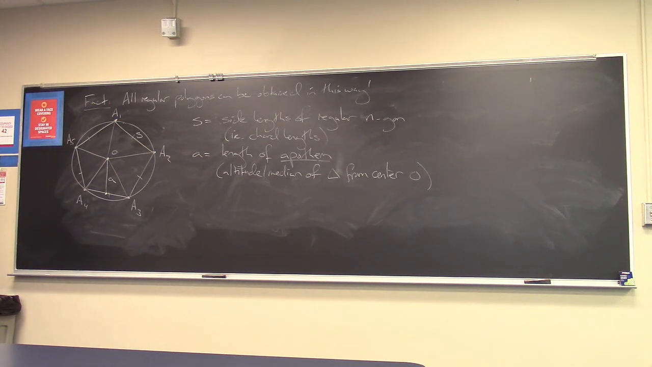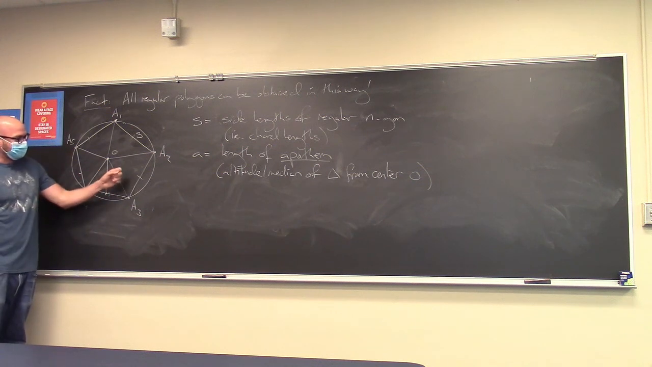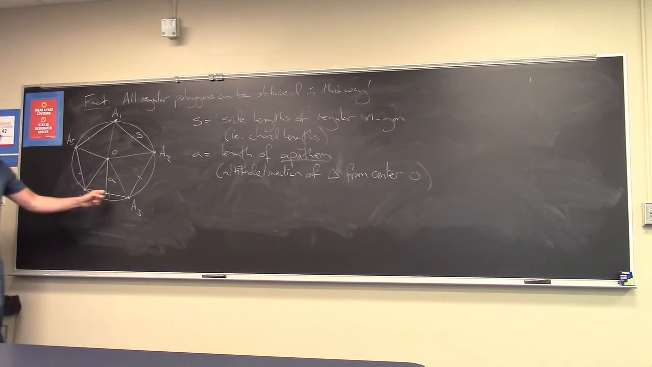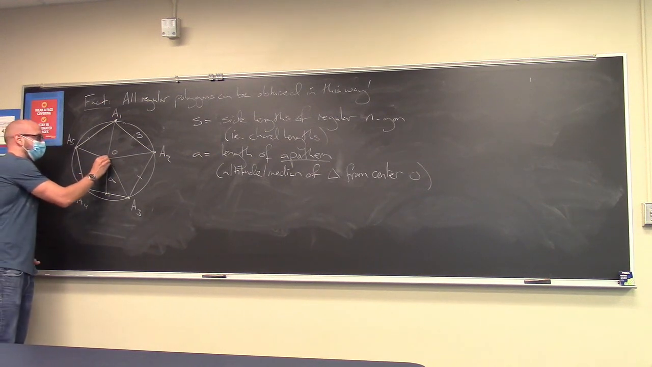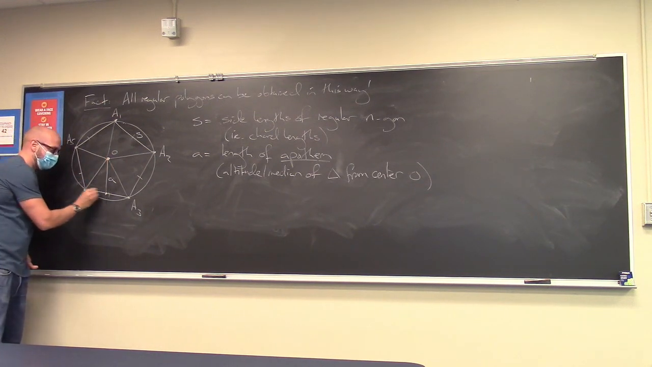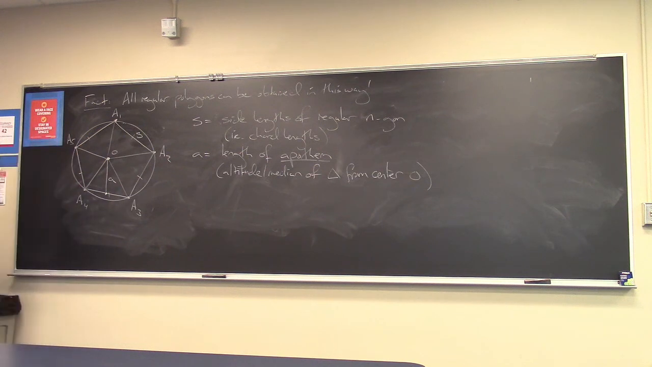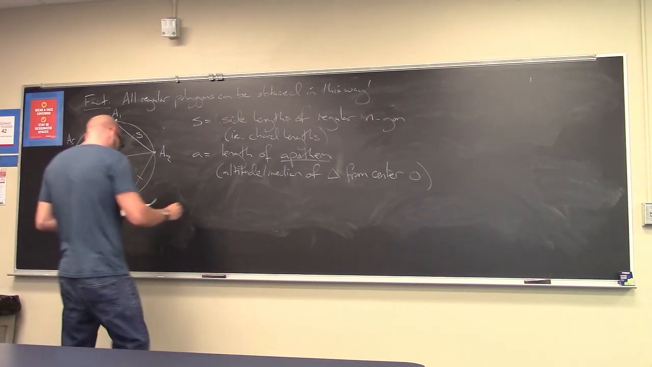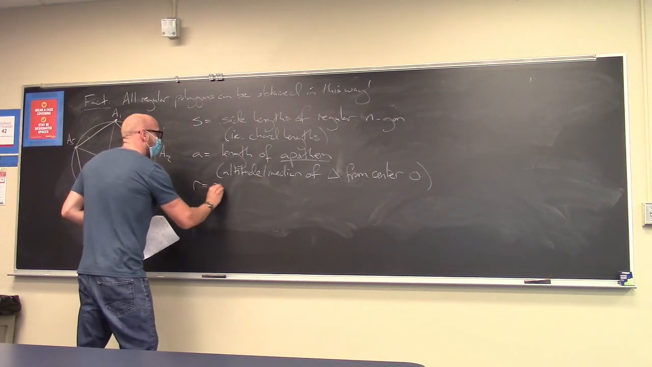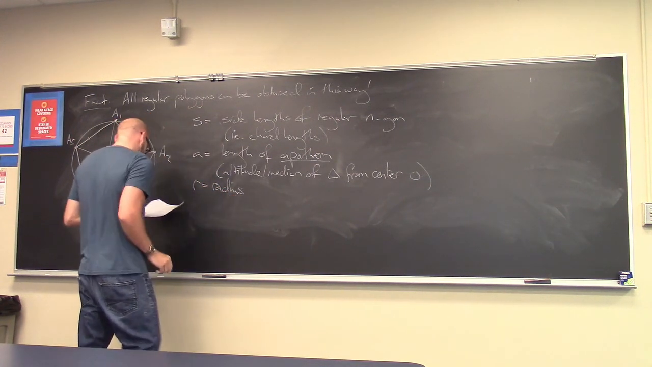So I suppose I could be even more precise. Most people, when they're talking about apothems of regular polygons, don't talk about cutting it into triangles and everything. An apothem is just a length from the center of the polygon to the midpoint of one of the sides. Okay? And R is going to be the radius.